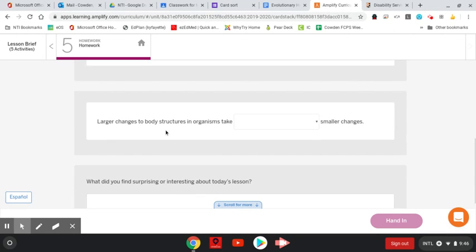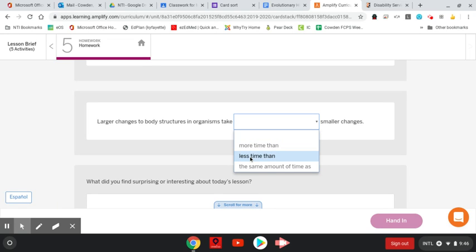The next question on here says, larger changes to the body structure in organisms take blank smaller changes. So you're comparing larger changes to smaller changes. So when you click on it, it's going to say more time than smaller changes, less time than smaller changes, or the same amount.